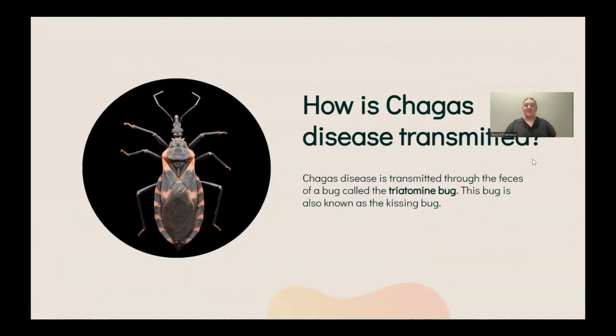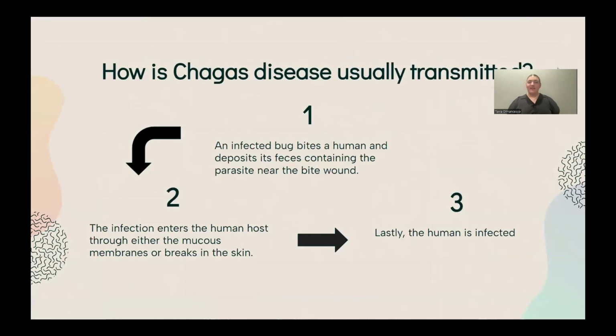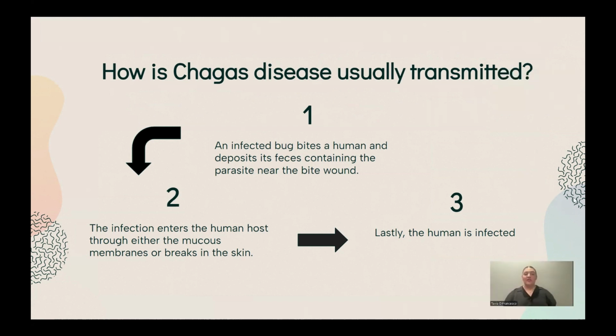Chagas disease is most commonly transmitted through the feces of the triatomine bug or the kissing bug. And it follows a specific chain of infection. First, the bug will bite the human, leaving its feces behind. It's important to note that the infection is contracted through the parasite, which is found in the bug's feces. The parasite then leaves the feces and enters the human host through the mucous membranes or breaks in the skin. And then finally, the human is infected.